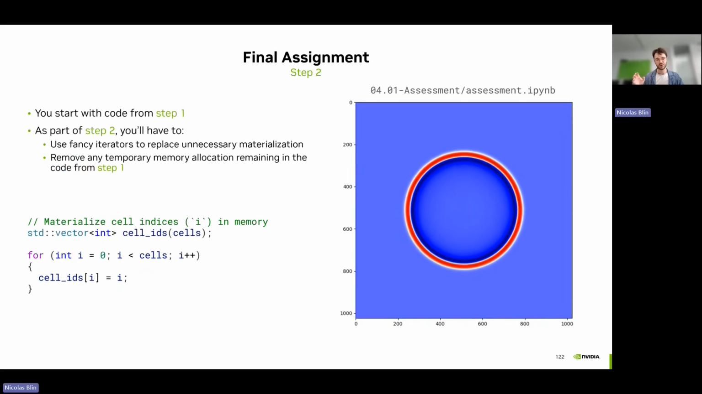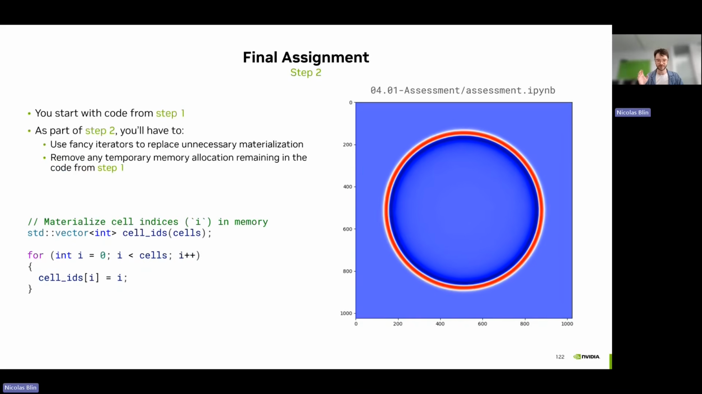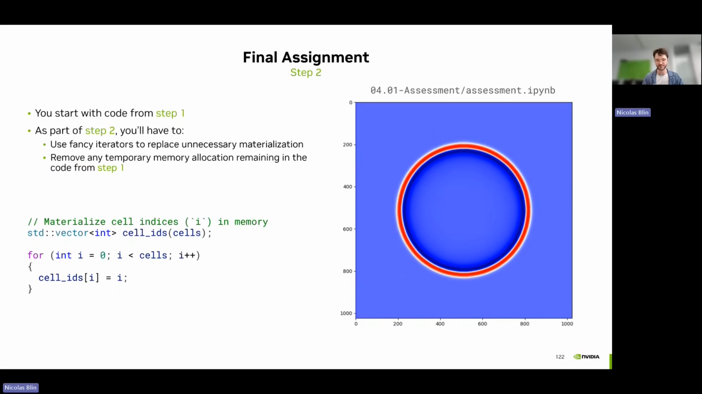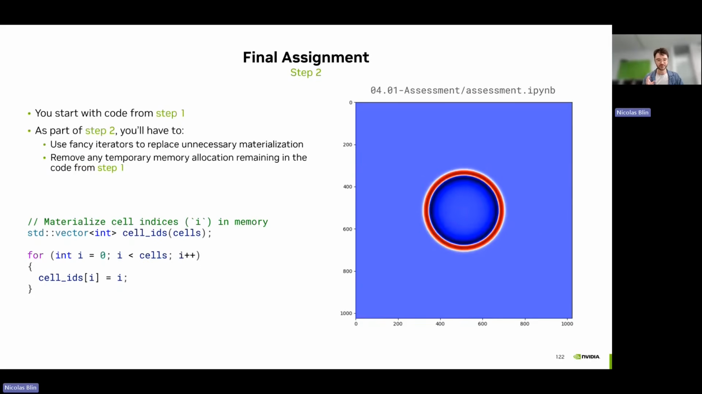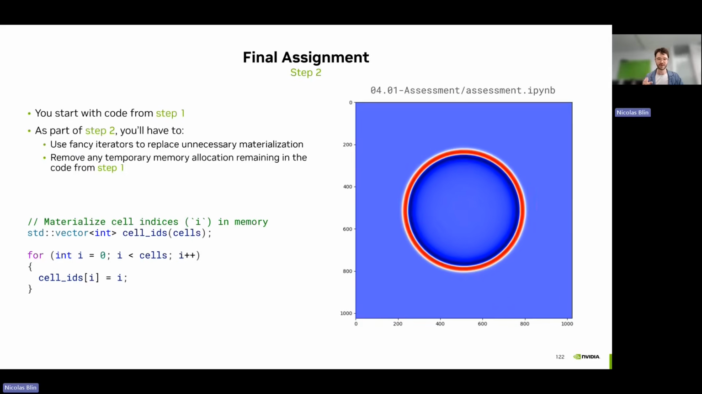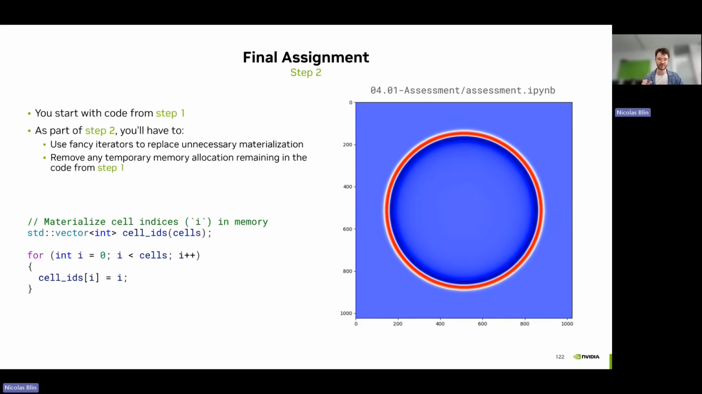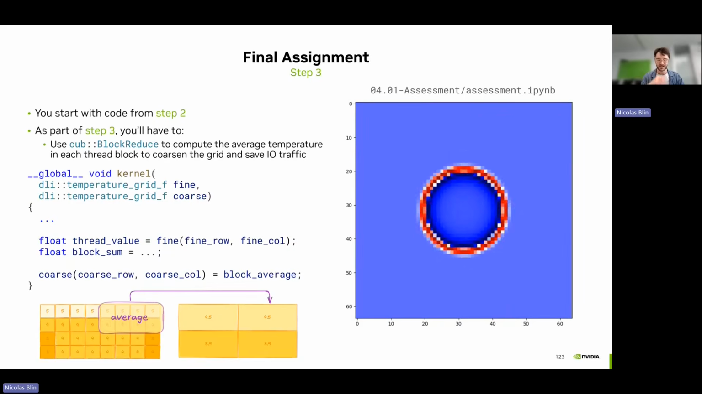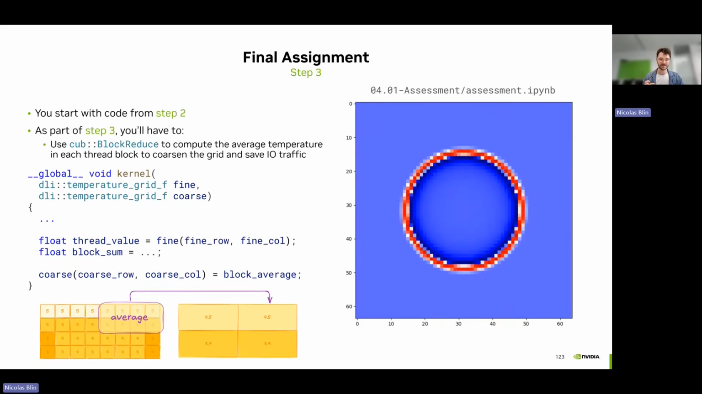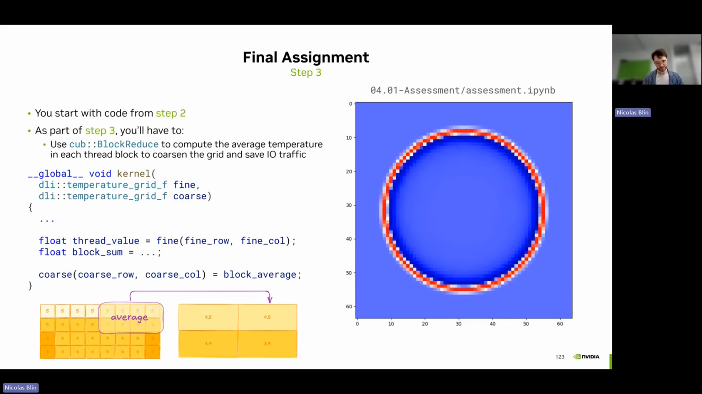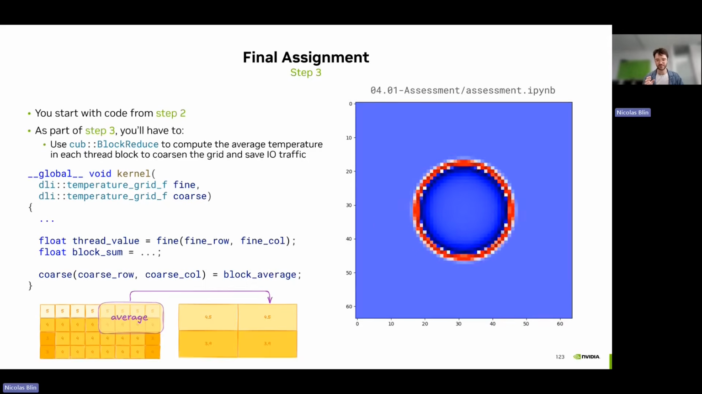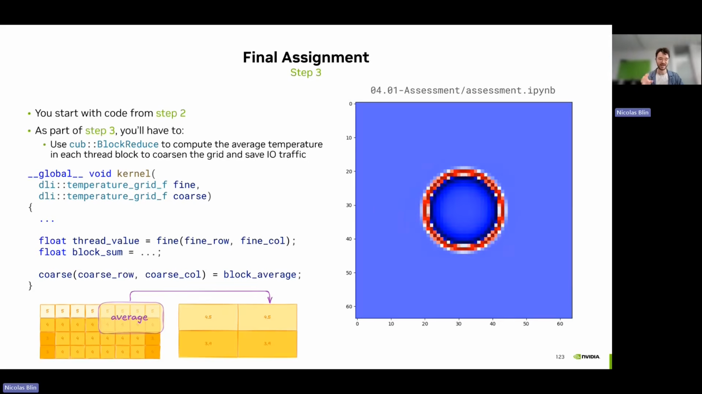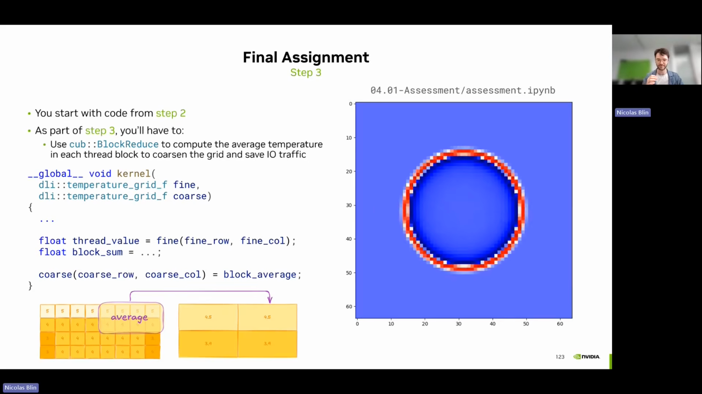Then in step 2, you will use fancy iterators to avoid unnecessary materialization. So to avoid having to call, for example, transform and reduce, and also remove any temporary memory allocations that are now not necessary since we have used a fancy iterator. And finally, in step 3, you will use CUB block reduce to compute the average temperature in a thread block to coarsen the grid and save input-output traffic.